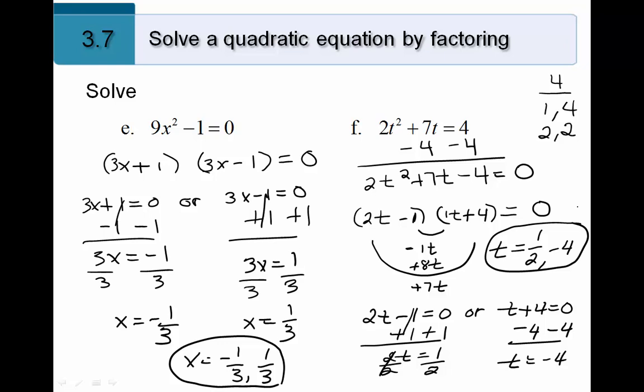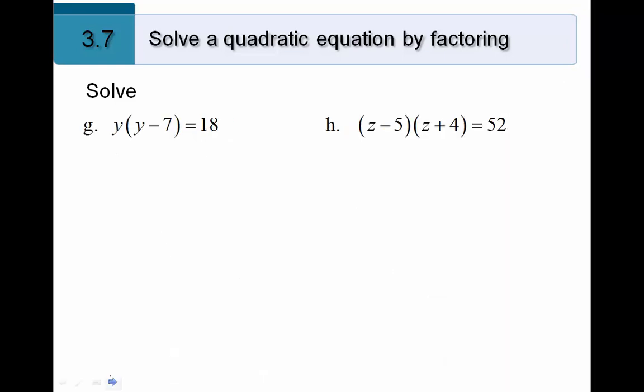All right, a couple more. These two are a little trickier, okay? Because notice this is not in standard form. It looks like the left-hand side, y times y minus 7, has been factored. However, you're going to bring the minus 18 over there. So really, you're going to have to distribute this left-hand side and then refactor it again once you move the 18 over to the left-hand side. So let's just go ahead and do that.